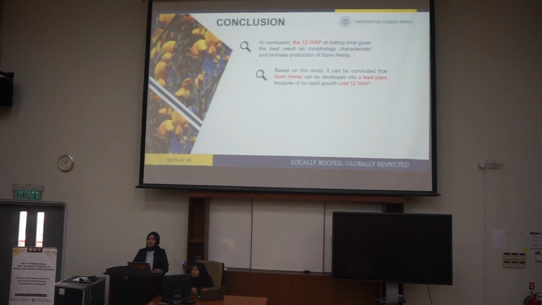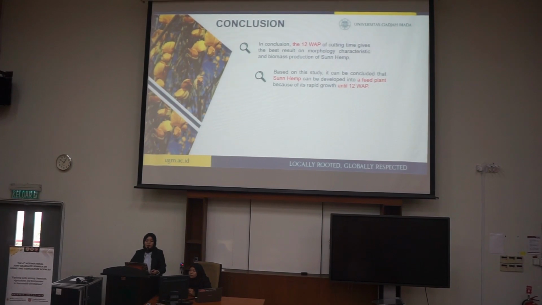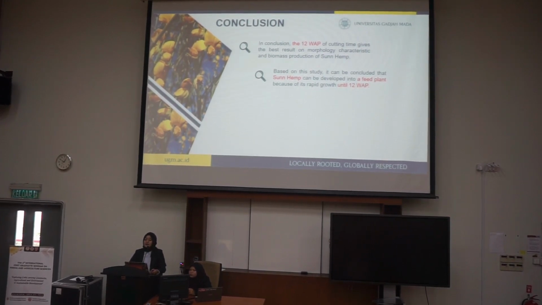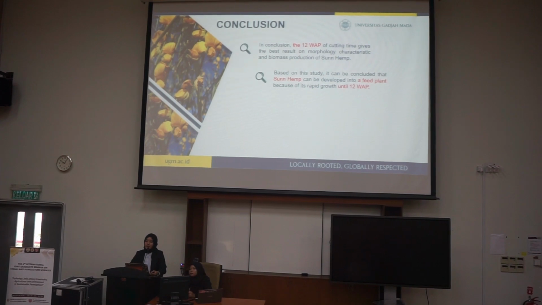In conclusion, the 12 weeks after planting cutting time gives the best result on morphological characteristics and biomass production of sunhemp. It can be concluded that sunhemp can be developed into a feed plant because of its rapid growth until 12 weeks after planting.